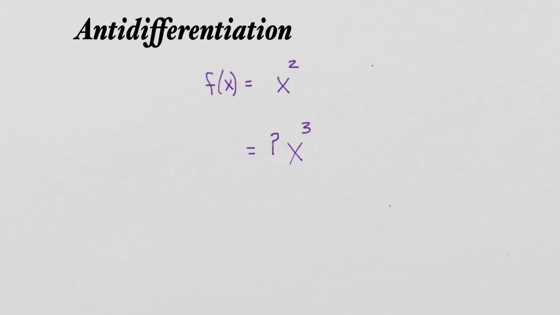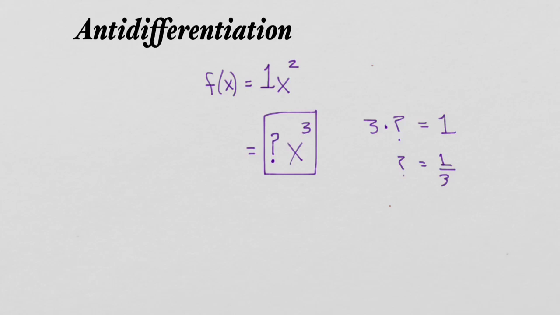And then this coefficient is what we need to tackle next. You probably already see it, but for the sake of more complex problems that you'll see later, let's do it this way. What I want to know is that if I take the derivative of this, I'm going to get 1x squared. So really the question is 3 multiplied by what will equal my coefficient of 1. So I have a simple algebraic equation that I can solve for my question mark to get 1/3.